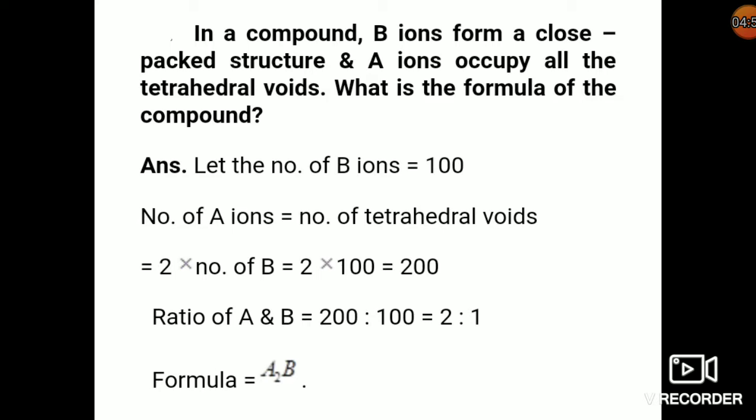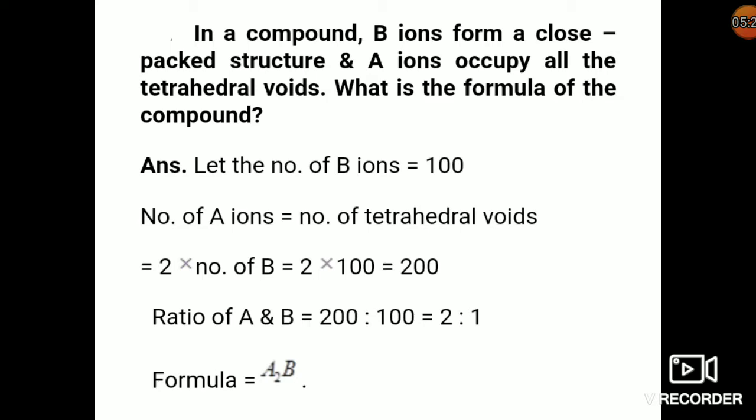Now we'll solve one numerical. The first numerical is: in a compound, B ions form a close pack structure. That means they are talking about the CCP structure. And here A ions occupy all the tetrahedral voids. That means B ion is an anion and A ion is a cation that is occupying the tetrahedral void. What is the formula of the compound?